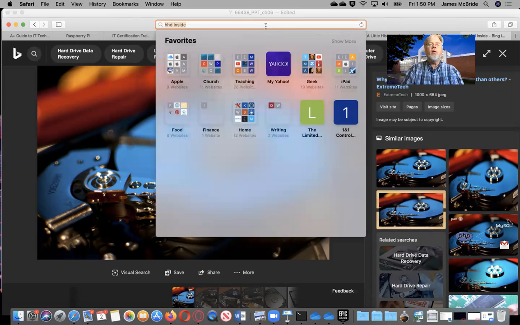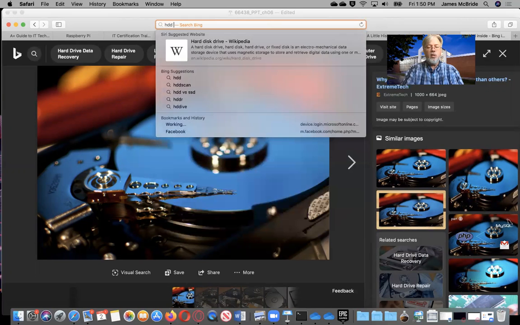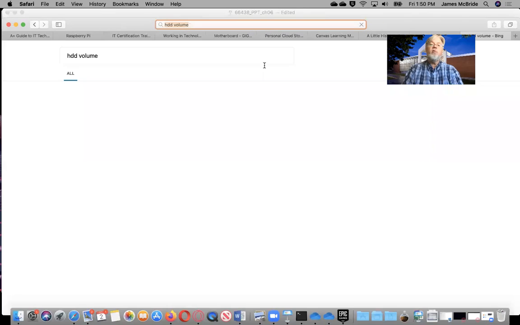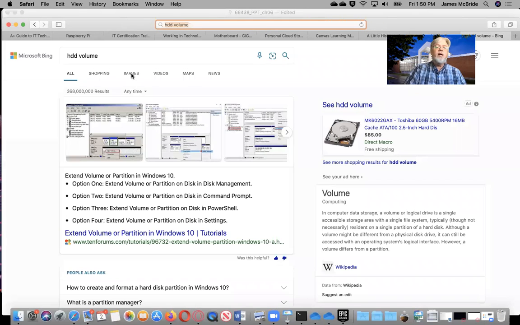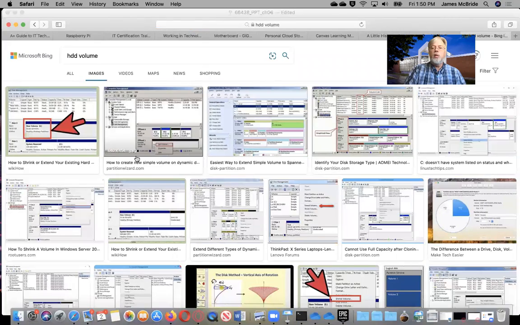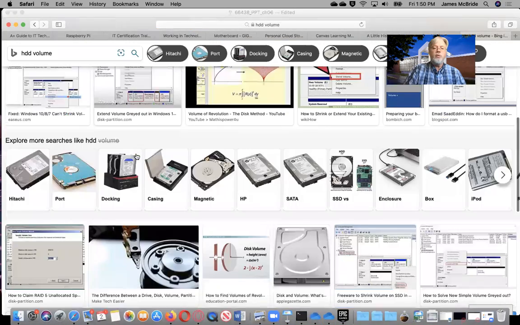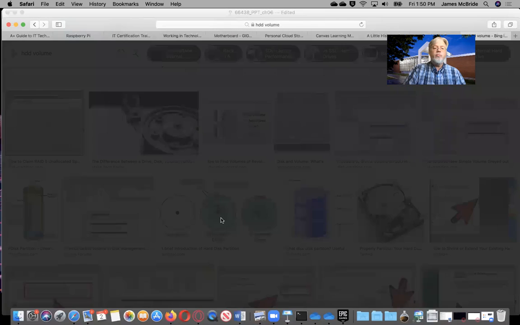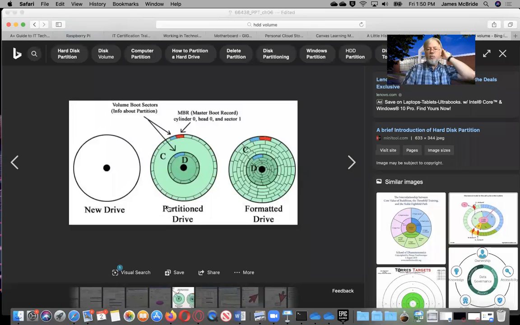Let's see if we can find a graphic for that. HDD volume, not a volume label. So we may not be able to find an image of this. They used to include these in all the books back in the day, but they don't do it too much anymore. There it is. So I should have looked at the other. So anyway, this is how you have a drive format, and you got all these different little sectors.